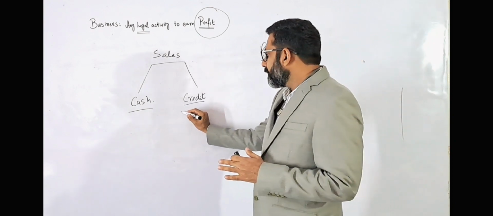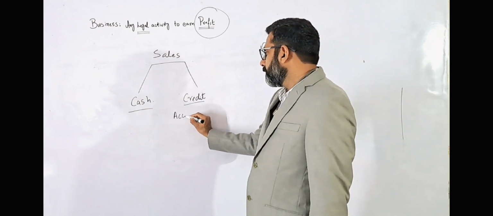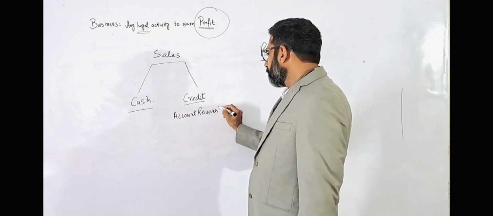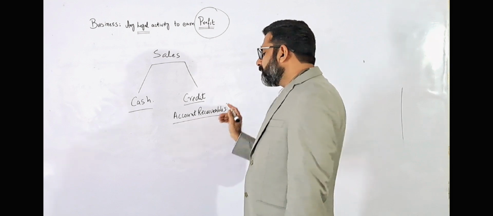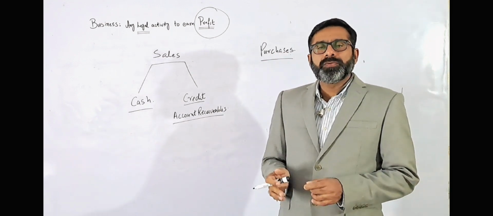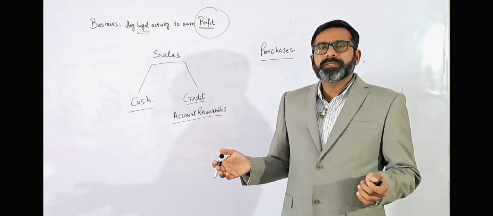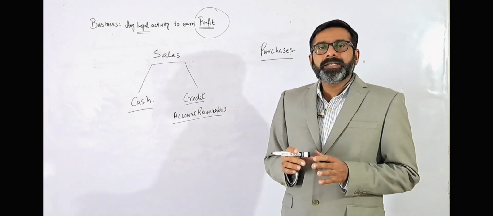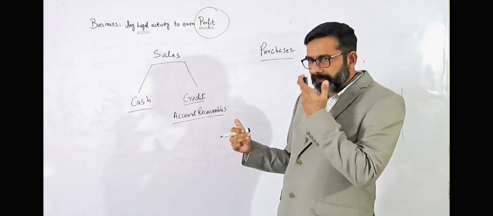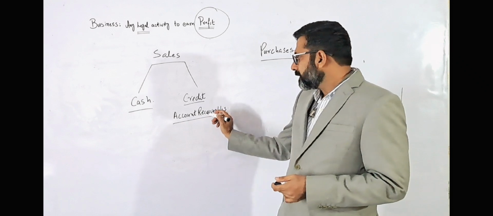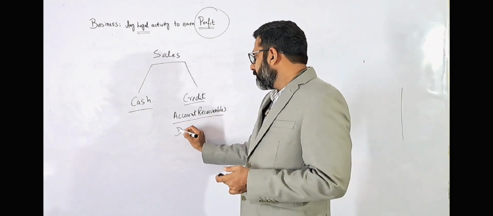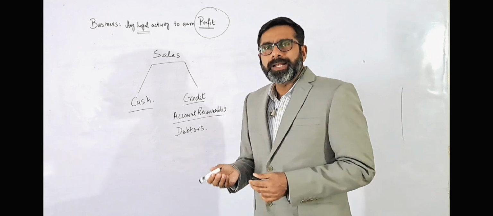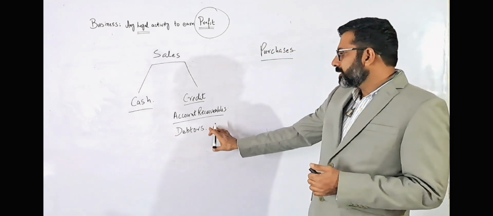It will generate your account receivable. Account receivable means it is a promise that you will get the amount after 5 days, after 10 days, after 20 days. It will depend on the credit terms. We will discuss in detail later on what is the concept of the credit terms. So it is account receivables, or in business and accounting we use the word debtors. So it is a receivable or it is the debtors.